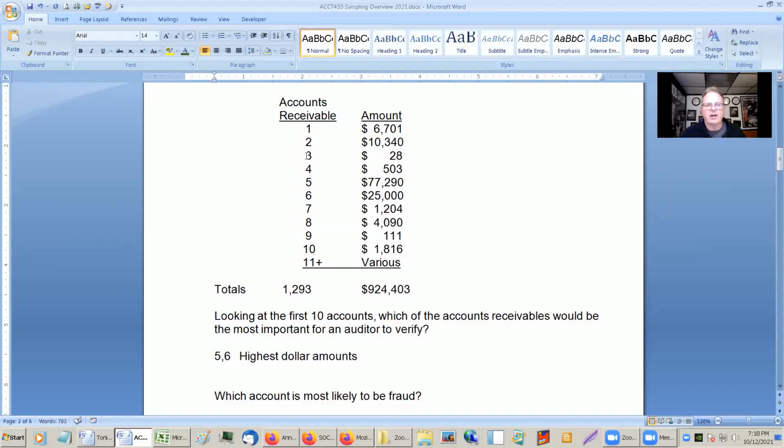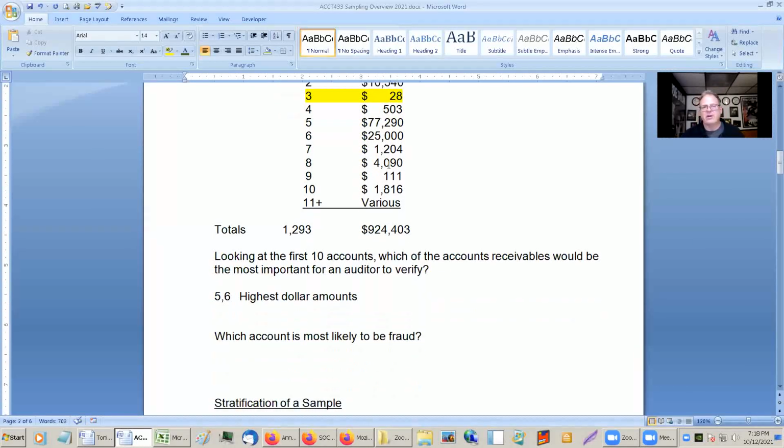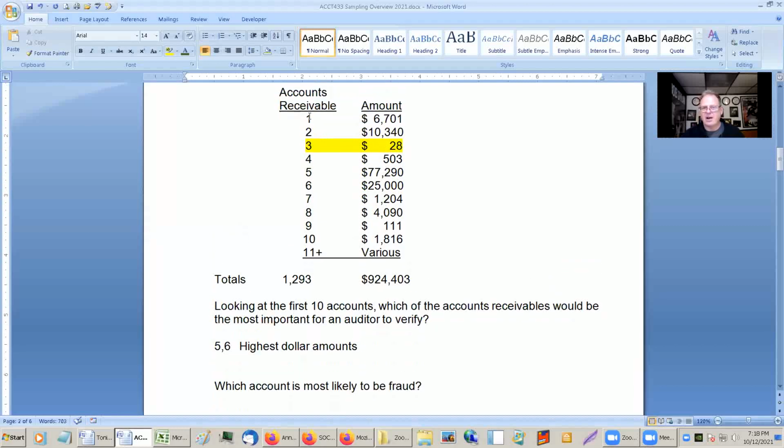And looking through here, if say number 3, if the whole thing was misstated, you probably wouldn't care. There's no way $28 is going to be material to $900,000. So as you go through, not all of these are of equal interest to us.